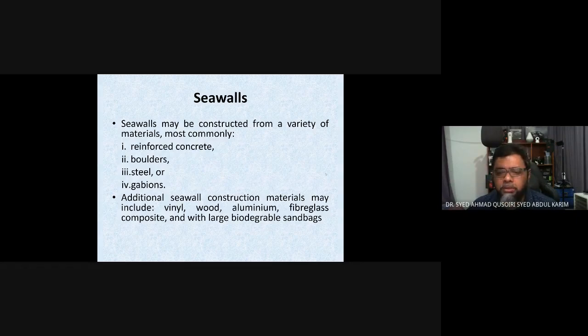You can use huge boulders, steel seawall, but this would require a lot of maintenance, and gabions. For some other smaller size seawalls, you can use vinyl, wood, aluminium, fiberglass, composite, or even sandbags. Okay? But these are more towards a temporary measure.